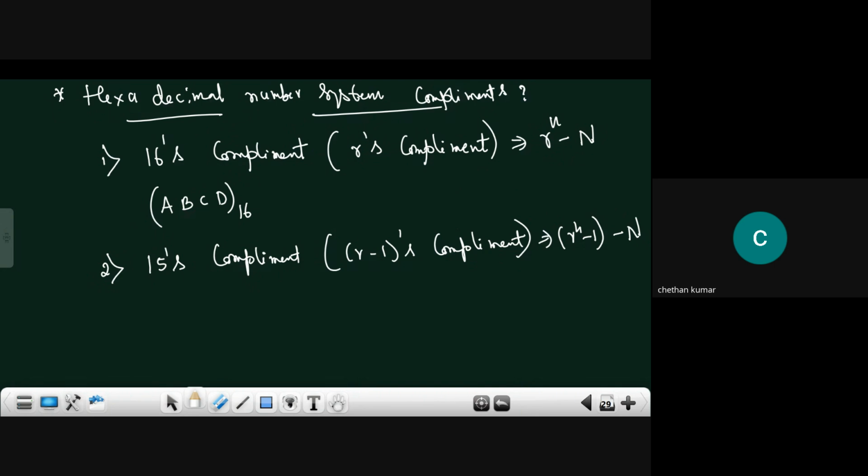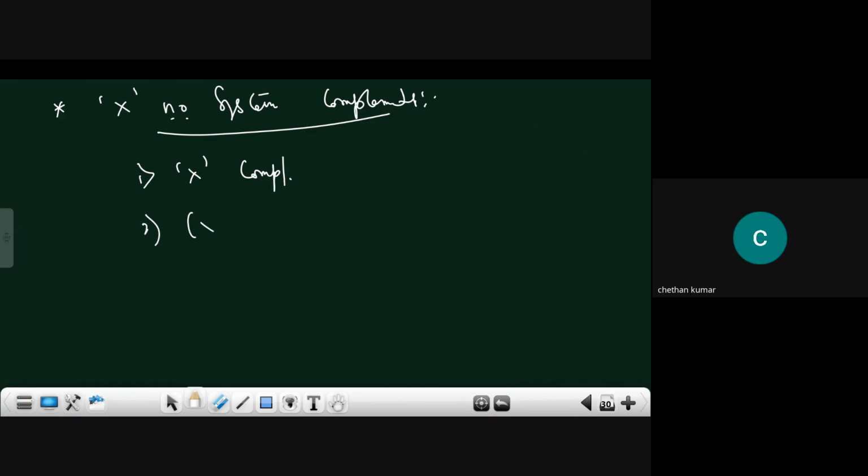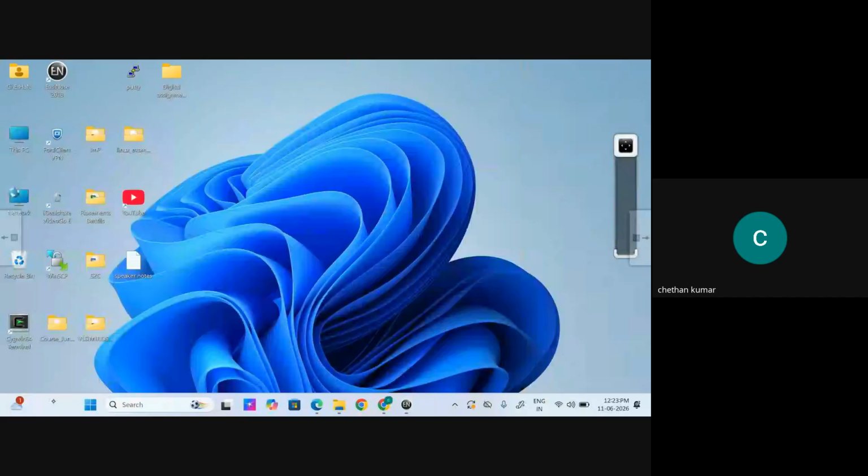Now, do you understand how to represent the complements of a number system? What are the complements of a number system? Let's say it is an X number system. What are the complements of the X number system? X's complement and X minus 1's complement. I can give one question on this. Solve this question.